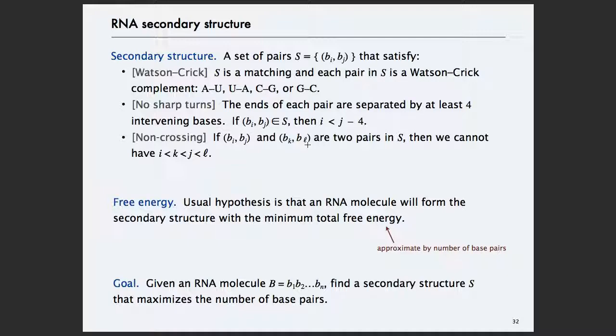No sharp turns. The molecules kind of don't like to do sharp turns, so you have at least 4 intervening bases in between. So the difference between i and j is at least 4. And non-crossing.